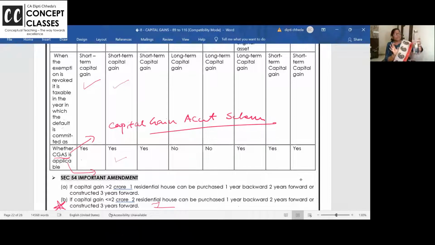Otherwise they are asking 54, 54F and 54EC. Okay, no screen. Look here. What you have to sell? अच्छा, who should do this? Individual and HUF. Long term, short term दोनों के लिए है. What you should sell? Urban agricultural land. What you should buy? Urban or rural agricultural land. Time limit 2 years forward from the date of the transfer. If you're not able to purchase, put the money in CGS.